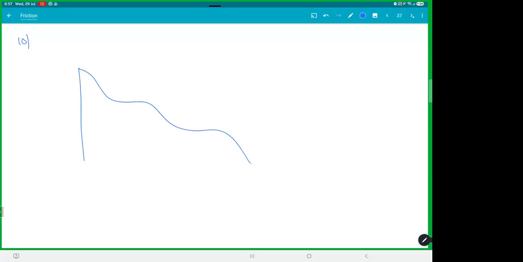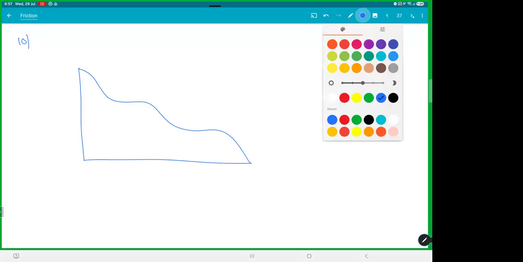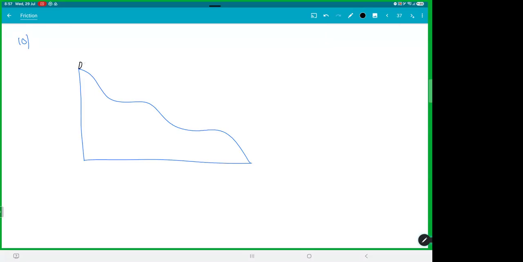We have a weird incline. On this incline, we have a uniform rope.